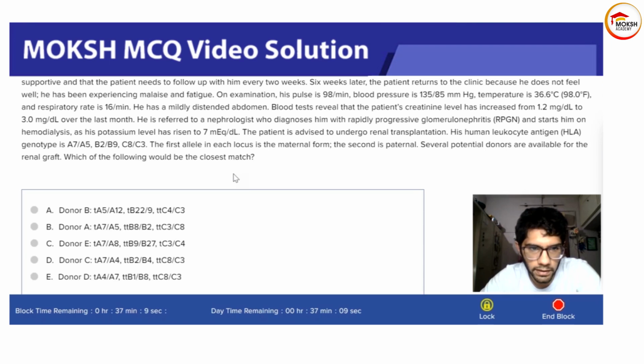Option A, donor B: A5, A12, B22, B9, C4, C3. Option B, donor A: A7, A5, B8, B2, C3, C8. Option C, donor E: A7, A8, B9, B27, C3, C4. Option D, donor C: A7, A4, B2, B4, C8, C3. Option E, donor D: A4, A7, B1, B8, C8, C3.